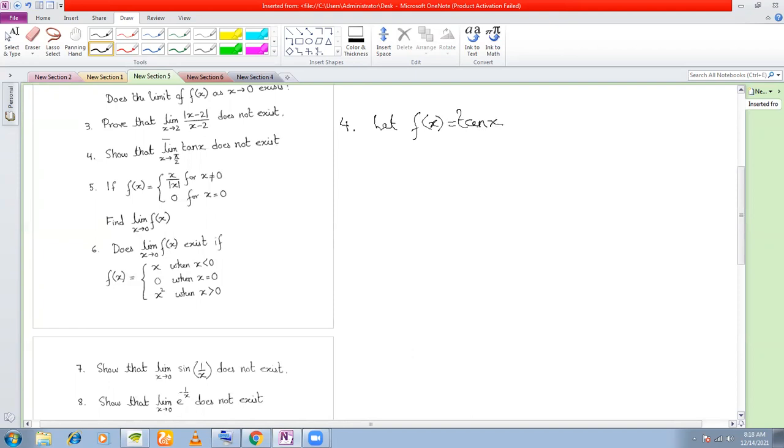So here we need to check as x tends to pi by 2. Left hand limit: because x tends to pi by 2, we are going to calculate the limit of f(x) at x equal to pi by 2, which, from the definition of left hand limit, is equal to the limit as x tends to pi by 2 minus of tan x. Now how do you evaluate the left hand limit?